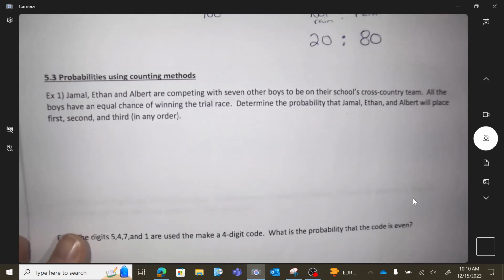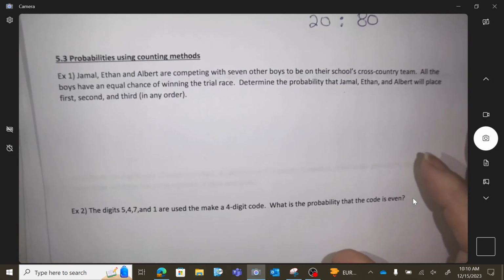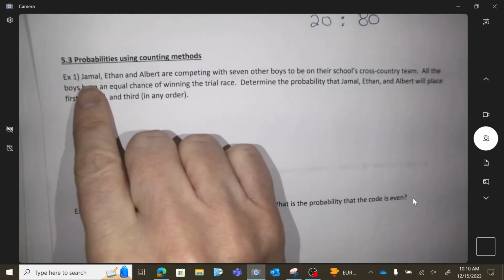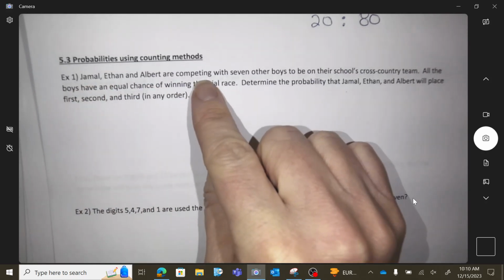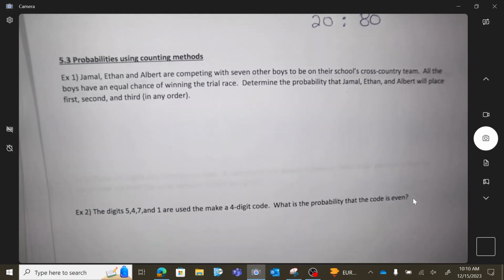Okay, finding probability using counting principles. So last unit's stuff. We have Jamal, Ethan, and Albert. They're competing with 7 other boys in a cross-country event. They all have the same chance of winning. Determine the probability that Jamal, Ethan, and Albert will place first, second, and third in any order.